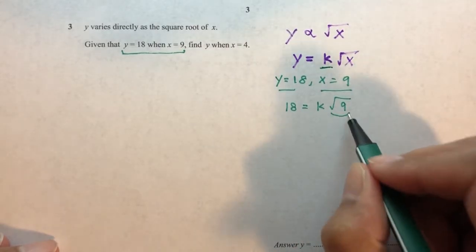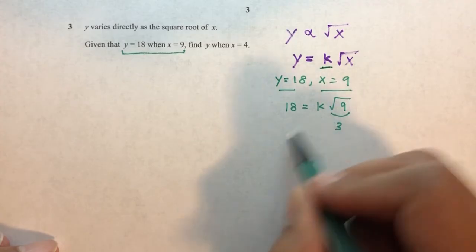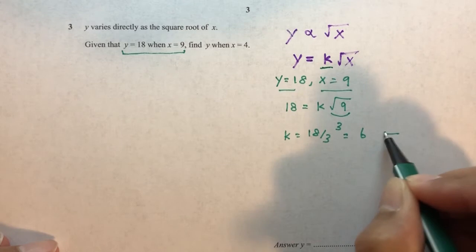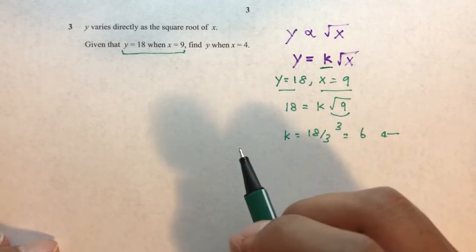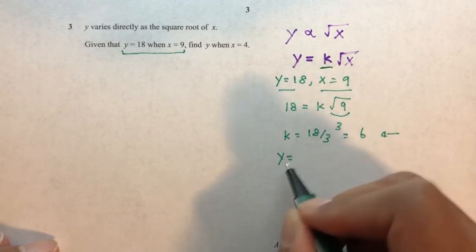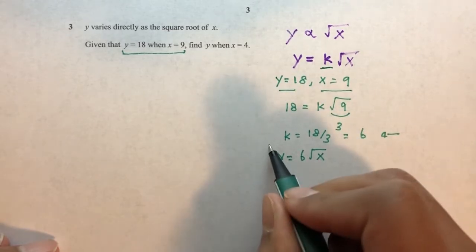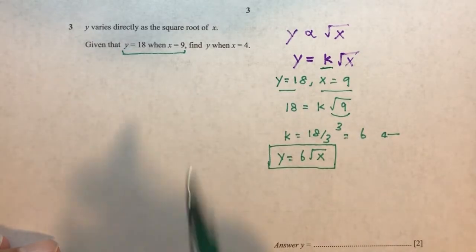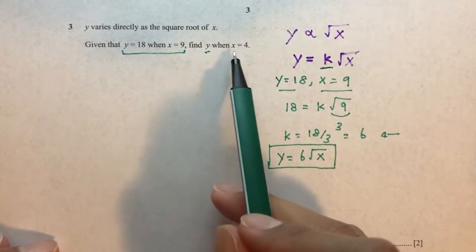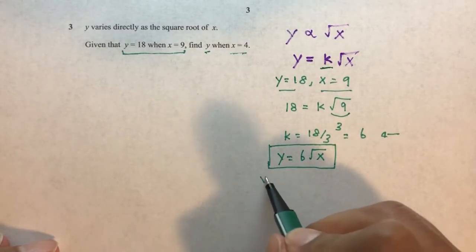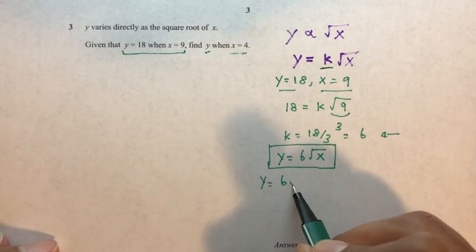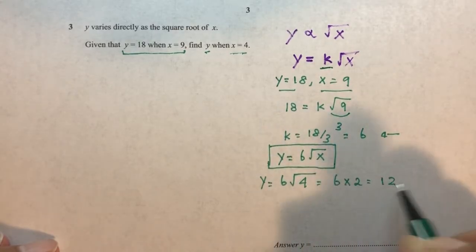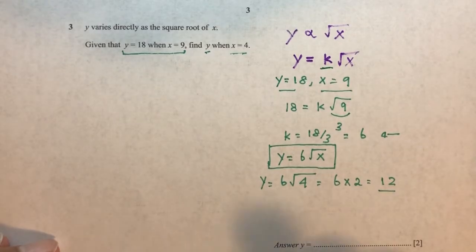Square root of 9 is 3. So we have k equal to 18 divided by 3, which is 6. So now your new equation becomes y equal to 6 square root of x. So that is your new equation for this y. Now the question is, find the value of y when x equal to 4. So the value of y is equal to 6 times square root of 4, which is 6 times 2, which is 12. So your answer for part 3 will be 12.